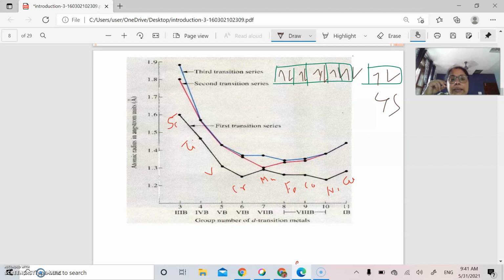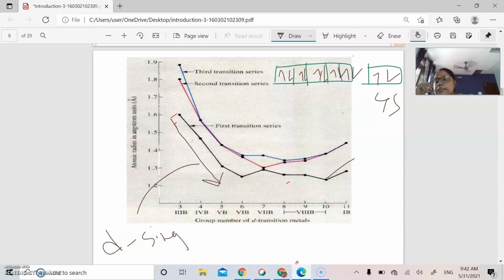Okay, so when they are paired, no doubt they have little shielding effect, but since they are paired, there will be internal repulsions among them, and you see the size again increases. So from scandium up to chromium, if we go, then we find that as the number of electrons increases, from scandium to chromium, there is a steady decrease in the radii. Why? This is because the number of d electrons increases, and all of them are singly filled in the d subshell.